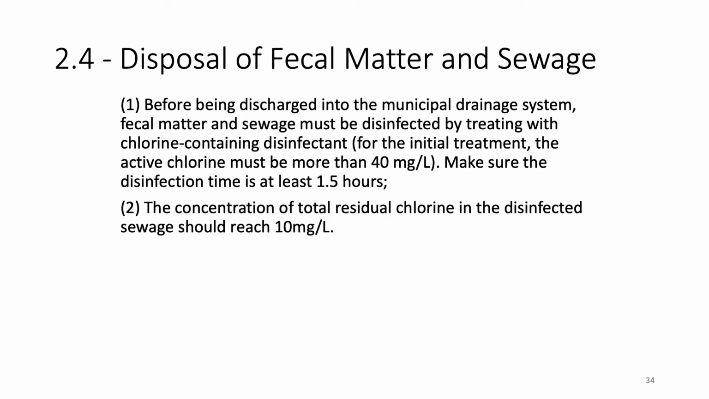2.4, disposal of fecal matter and sewage. 1. Before being discharged into the municipal drainage system, fecal matter and sewage must be disinfected by treating with chlorine-containing disinfectant. For the initial treatment, the active chlorine must be more than 40 milligrams per litre. Make sure the disinfection time is at least 1.5 hours. 2. The concentration of total residual chlorine in the disinfected sewage should reach 10 milligrams per litre.